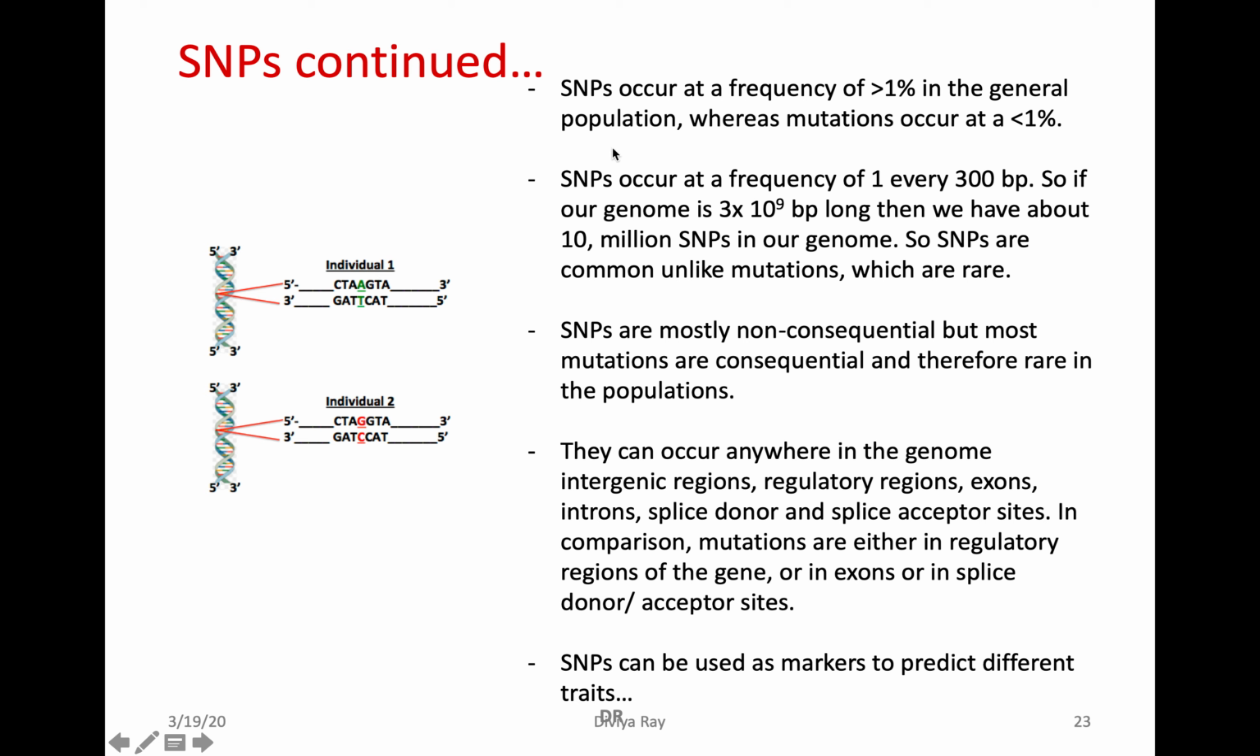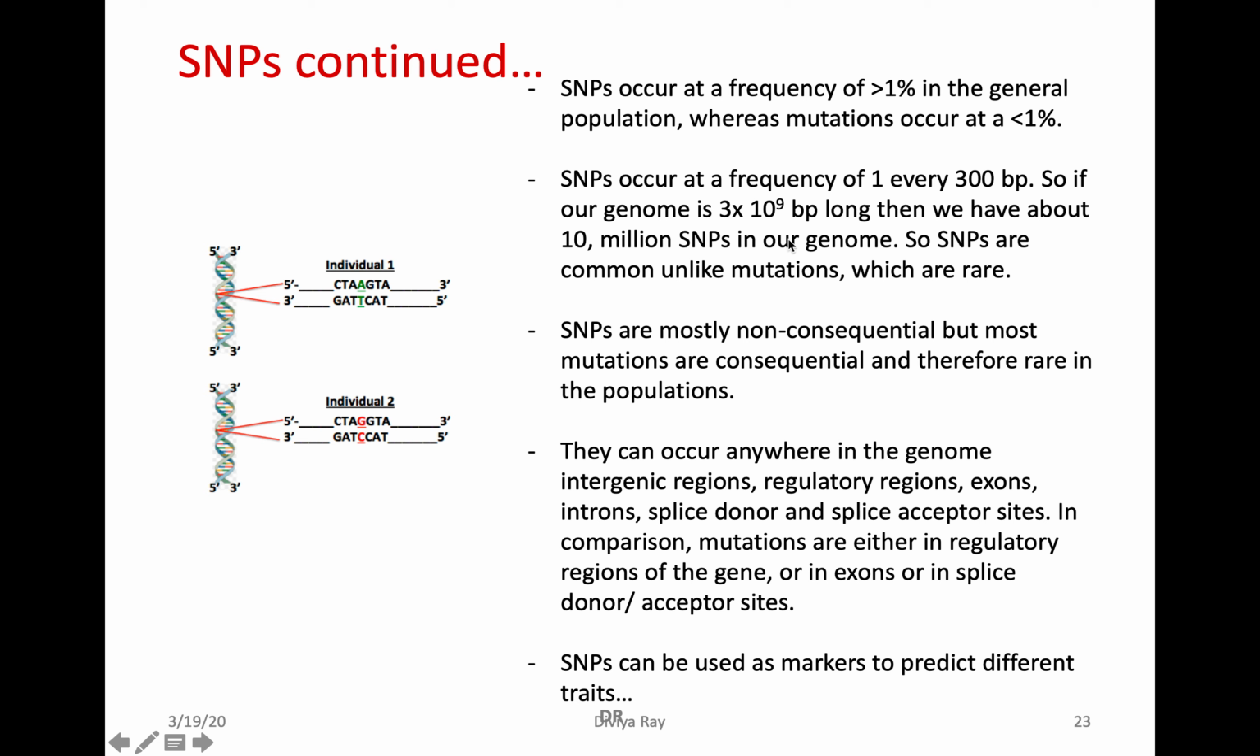Now, SNPs, these single base pair changes, are seen at a frequency of more than 1% in the general population, whereas mutations happen at a frequency of less than 1%. So they are different from mutations. Now they are seen at a frequency of 1 every 300 base pairs.